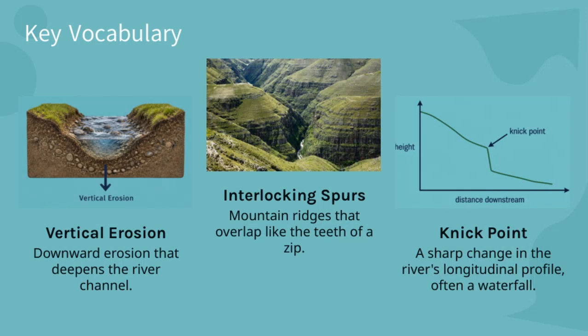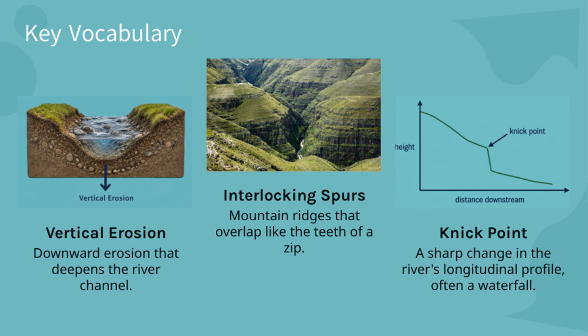Before we go any further, let's go through the key vocabulary. The first key term is vertical erosion. Vertical erosion means downward erosion. It happens when the river cuts down into its bed, making the river channel deeper. This is the dominant type of erosion in the upper course. The second key term is interlocking spurs. Interlocking spurs are mountain ridges that overlap from either side of a river valley. They are sometimes described as looking like the teeth of a zip because they stick out alternately from both sides.